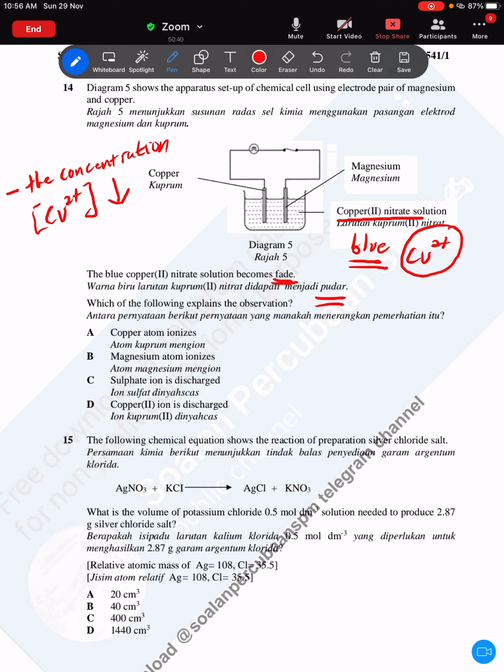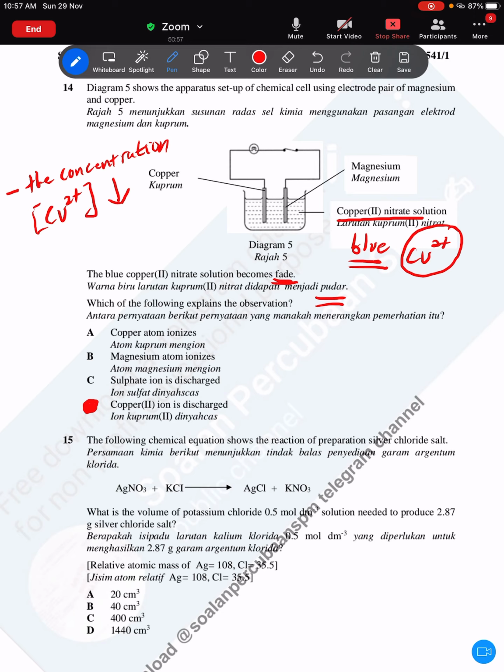Okay, I already explained. A, B, C, D. Please tell me. The copper ion is discharged. Yes, you are right.